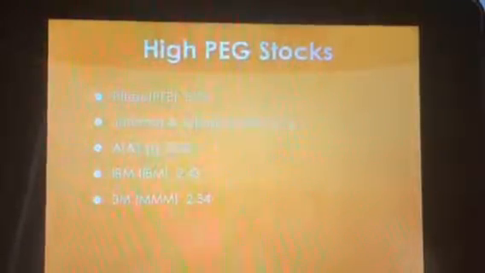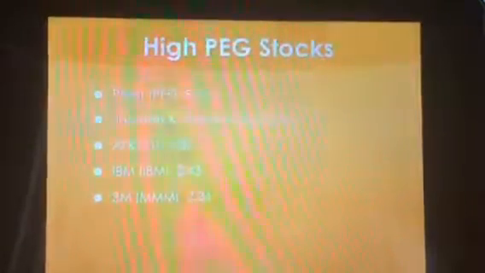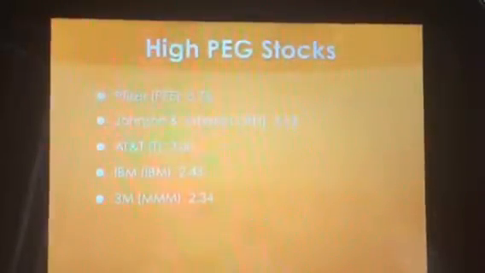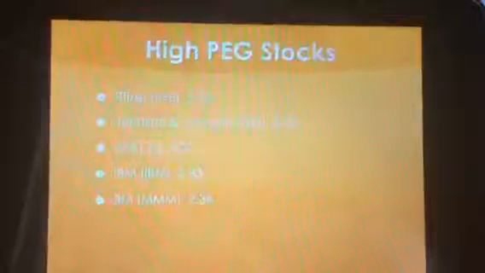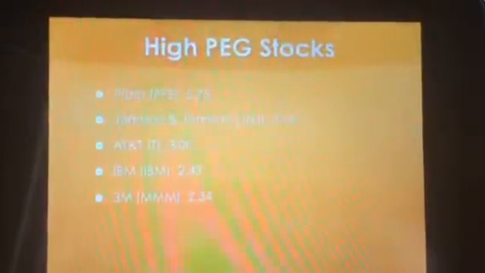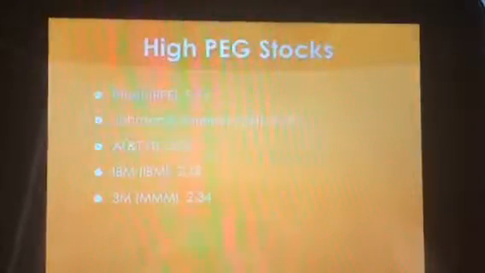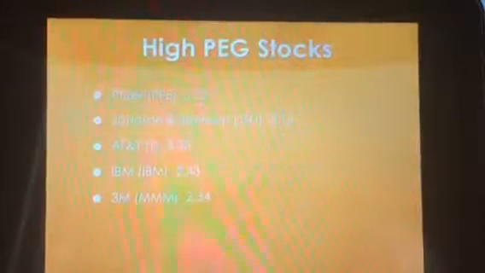So for the 5 high PEG stocks, I used Pfizer, which had a PEG of 5.75, Johnson & Johnson at 3.16, AT&T at 3.0, IBM at 2.43, and 3M at 2.34. Like I said, these were the 5 highest stocks in this portfolio.